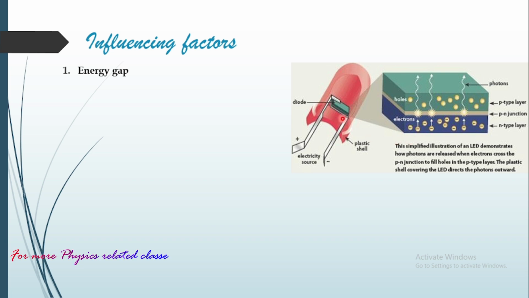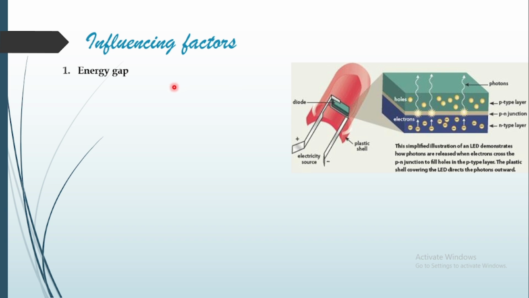This is how the LED is going to look. This is the outer shell. Inside you have the diode, and in the depletion region, due to recombination, you can observe the emission.